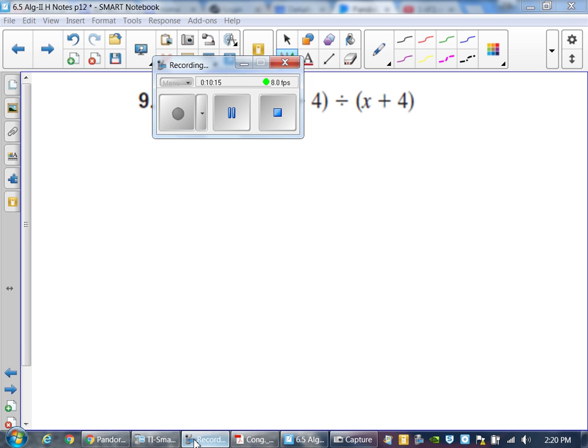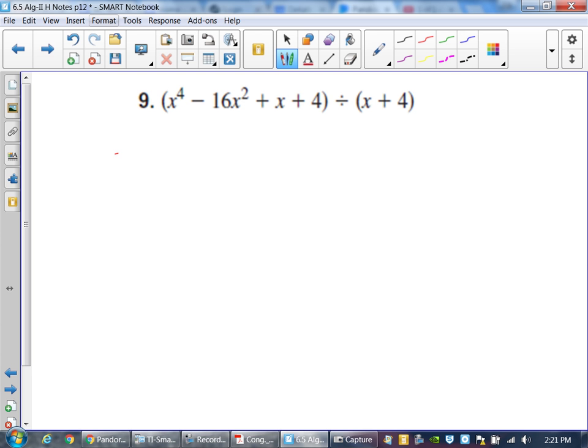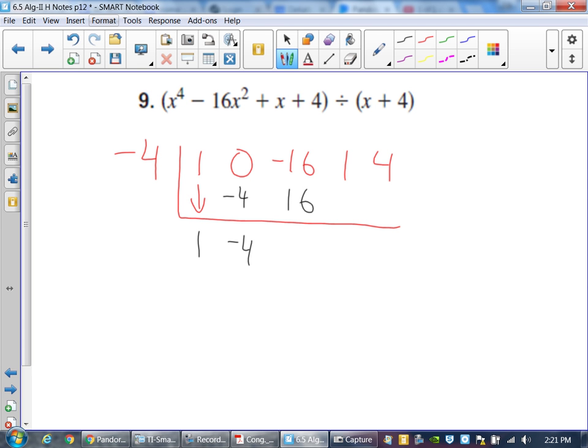Let's do this. Divide by the 0. 1, 0, negative 16, 1, and 4. I had to put a 0 in for the placeholder for x cubed because there wasn't one there. You have to have placeholders. Okay. Process. Drop the 1. Multiply. Add. Multiply. Add. Multiply. Add. Multiply. Add.